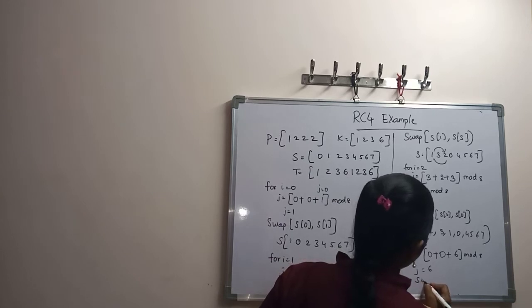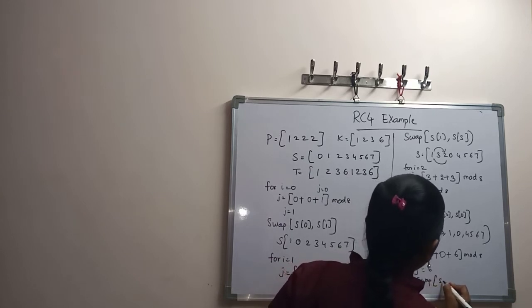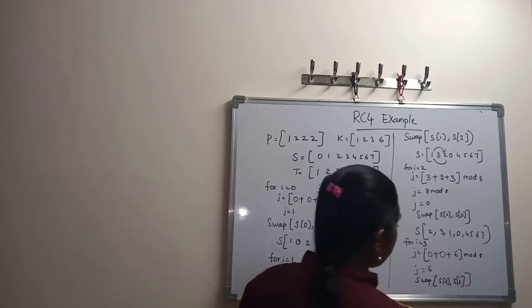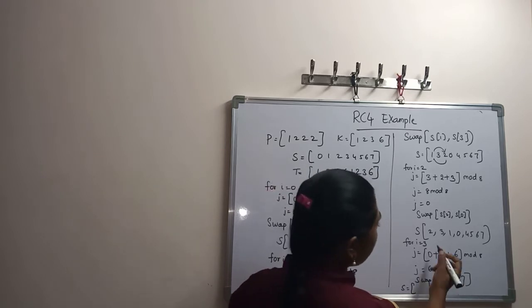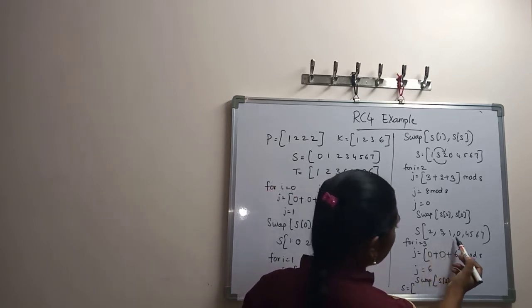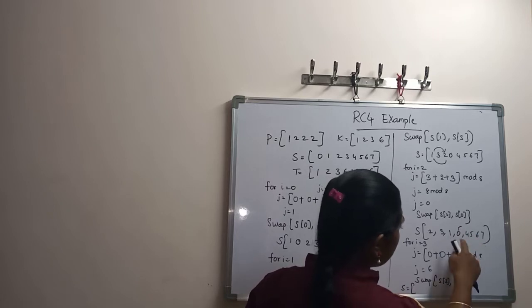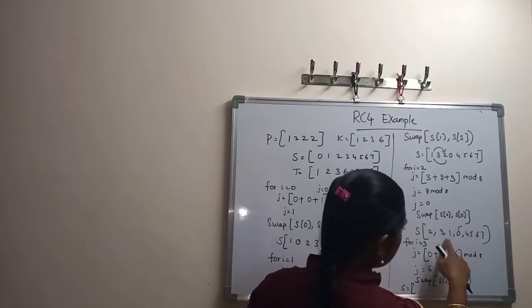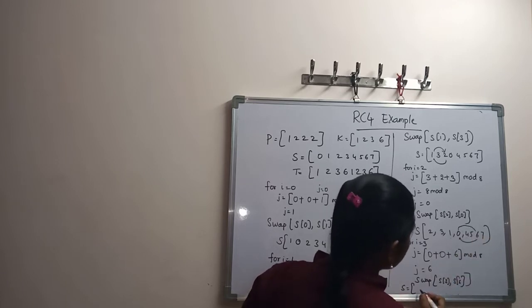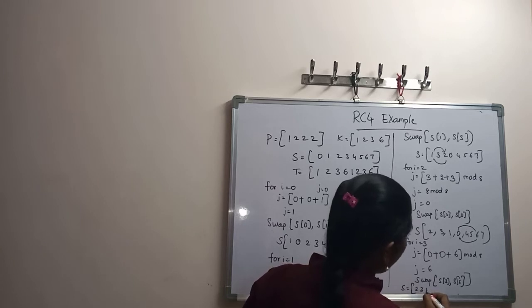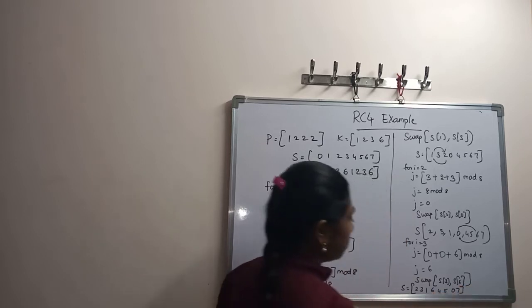Now swapping the values of S of 3 comma S of 6. What are the S of 3 values? That is 3, swapped with the 6 value. So we swap the values like this, and we get 2, 3, 1, 6, 4, 5, 0, 7.